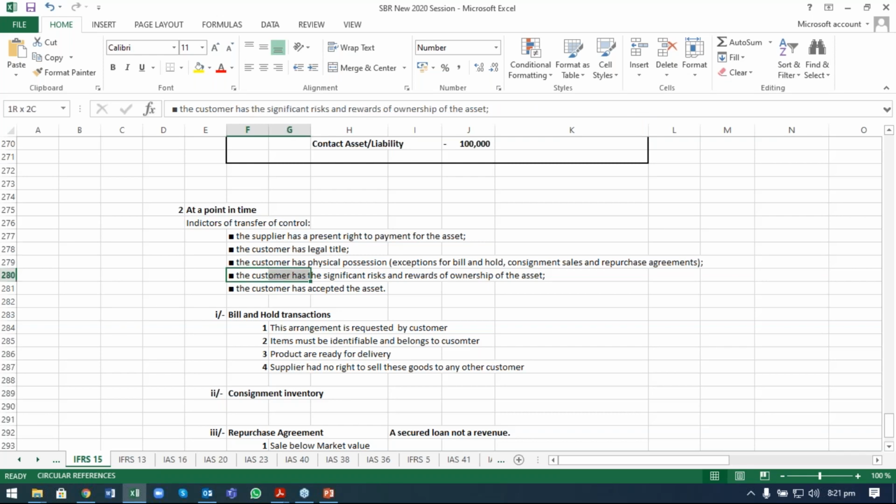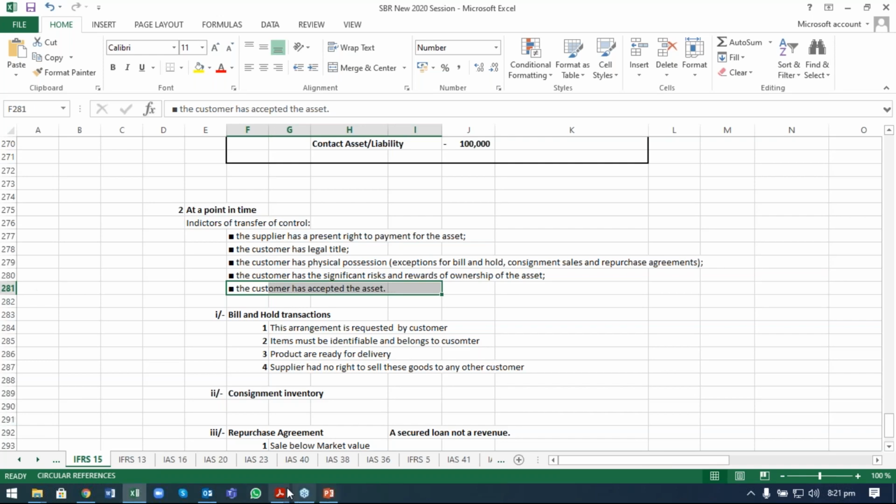For the completion of the at a point in time criteria, the fourth point you always have to consider is when the significant risk and reward of ownership of an asset are transferred to the customer. Only in that case, and at the point those risk and reward of ownership have been transferred to the customer, you can recognize the revenue. And when the customer has accepted the product or the asset, then you can recognize the revenue.